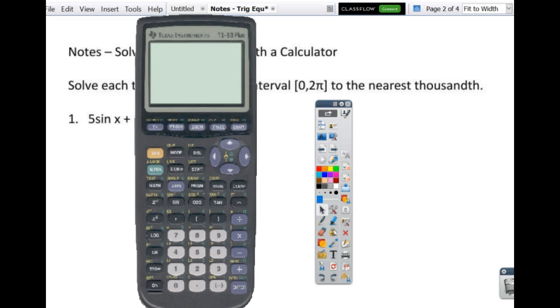All right. So, we're going to use the calculator today, and we're going to solve trig equations. That's what we're going to do. And the reason you're going to like this is because you don't have to know the values, right? We're going to use the calculator to find the value. So the first thing I want you to write down is this.